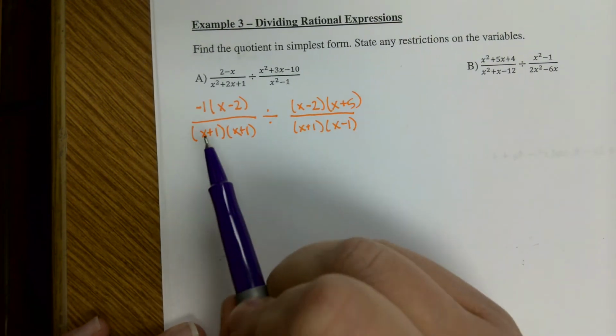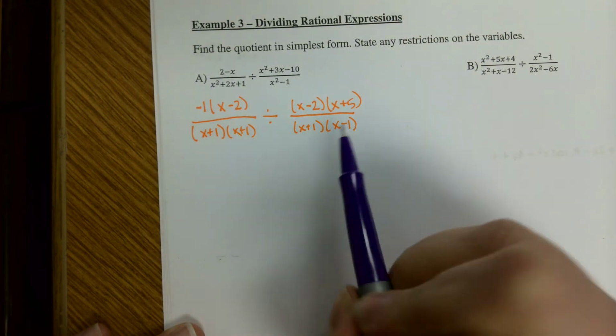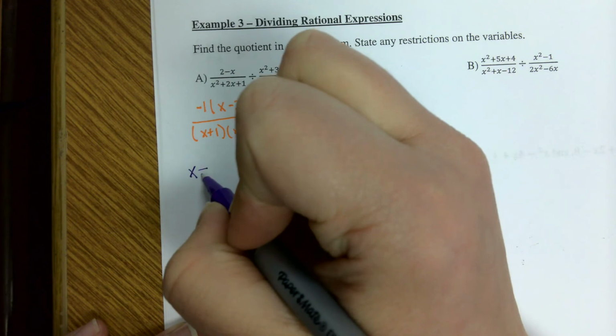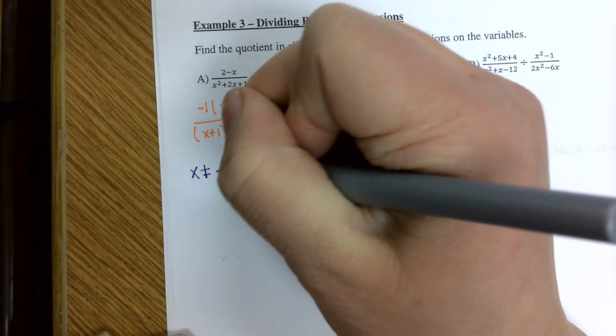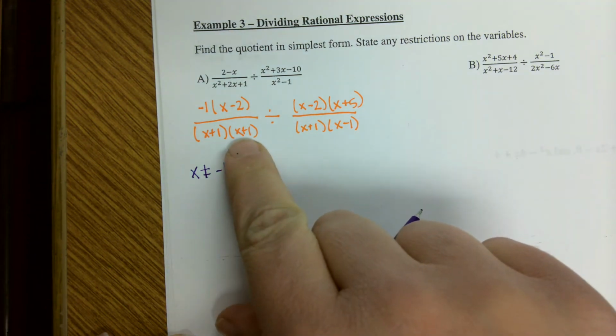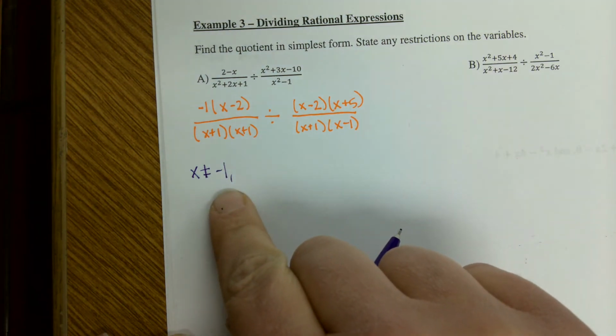So anything on the bottom, whenever you're looking at the bottom, that can't equal 0. So x cannot equal, I'm only looking at the bottom of my fraction, so this would be negative 1. This is also negative 1, but I only have to write it once. You can write it again.